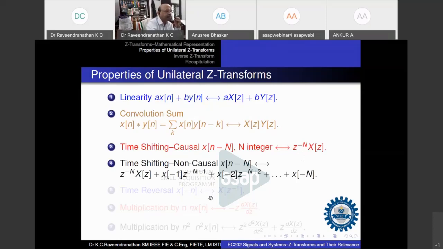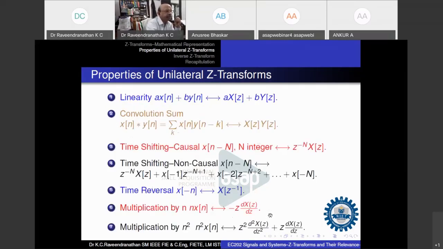Then time shifting in the non-causal case, we'll get a much more complex expression. X of n minus capital N will be this lengthy expression. Okay. Then time reversal: if x of n results in X of z, x of minus n will result in X of z raised to minus 1. This can be proved from fundamentals, starting with x of n and substituting for x of minus n, you get this expression. Then multiplication by n: n x of n is equal to taking the transform X of z and multiplying it by minus z times its derivative.